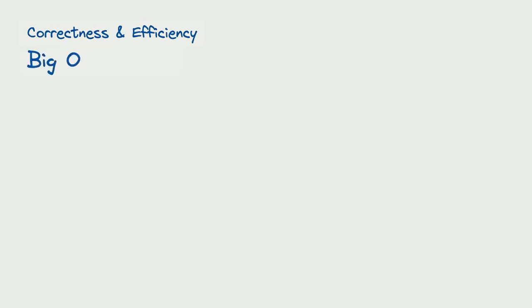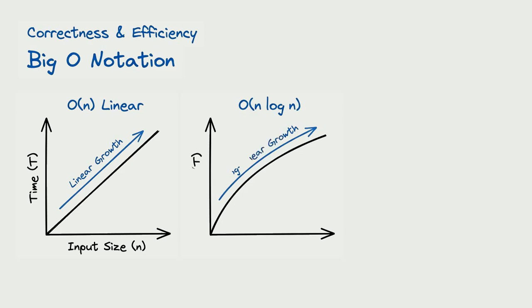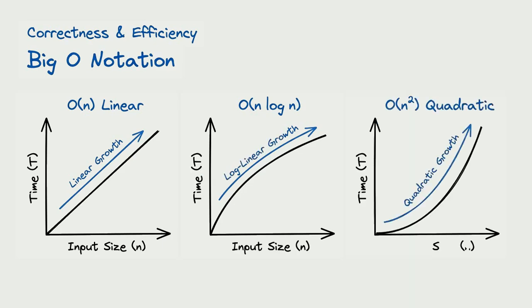We often describe efficiency using big O notation. For example, scanning a list once is O(n). Sorting it with merge sort is O(n log n). Bubble sort is O(n squared), which gets slow fast.